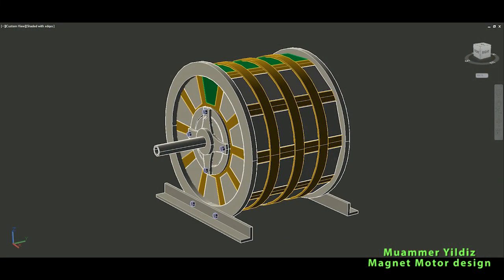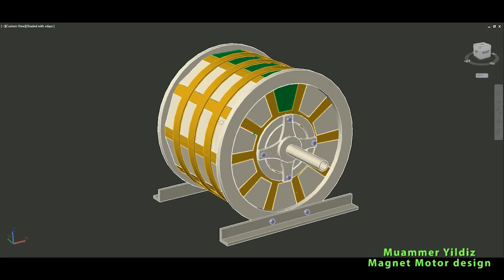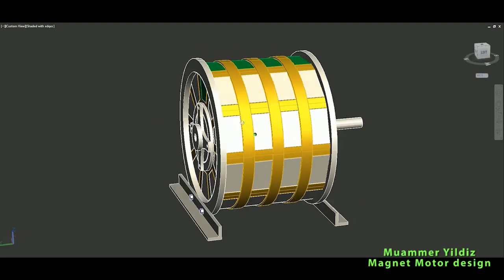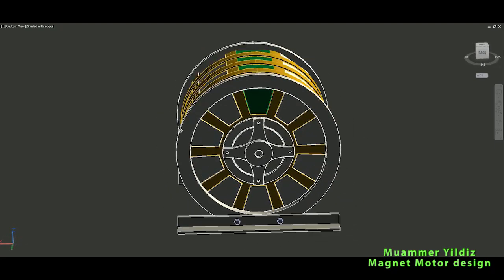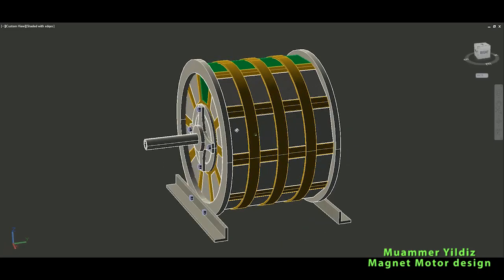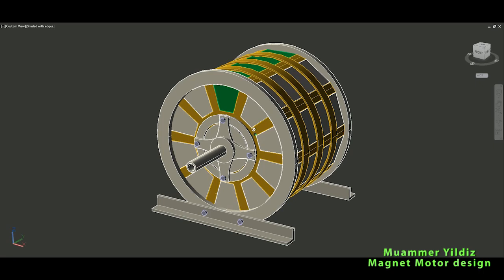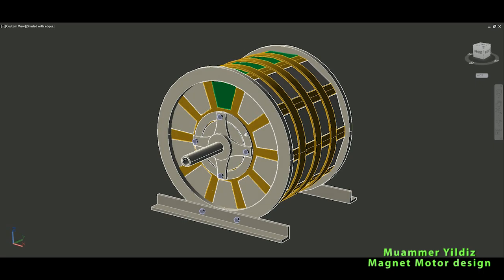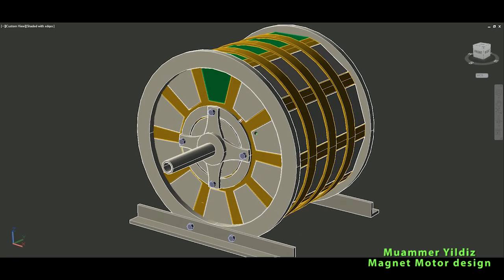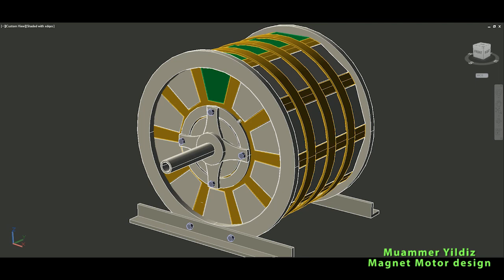Alright, so this is the Muammer Yildiz magnetic motor. This is the housing, just the outside, look how this all fits together. Now I designed the rest of it, the inside, and you will see in X-ray how all these magnets are mounted on these cassettes and how this all fits together. So let's start from the beginning.